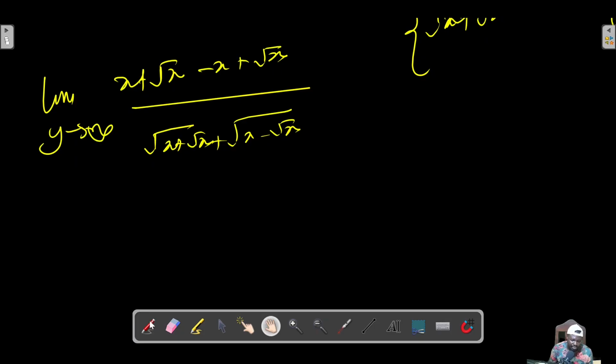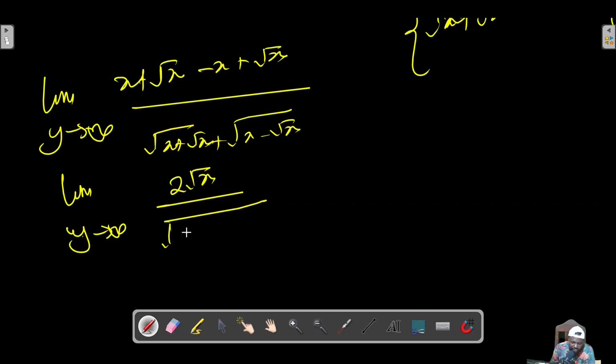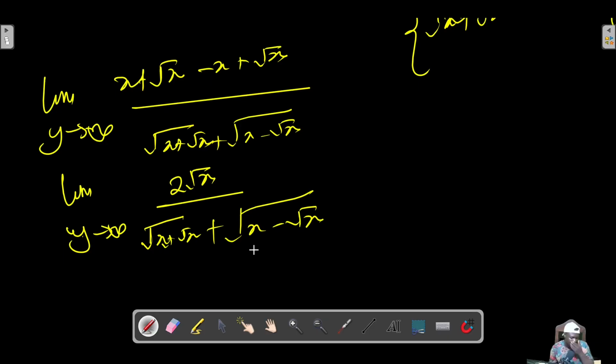That is so simple. Now, what do we do next? The limit as y approaches infinity of x minus x goes to 0, and we end up with 2 root x divided by root of, let me rewrite it again, root of x plus root x plus root of x minus root x. Now, when we substitute y approaching infinity into the expression, we end up getting infinity over infinity, an indeterminate.